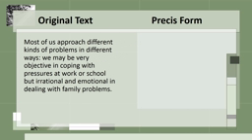Okay, now let's have an example. Original text: Most of us approach different kinds of problems in different ways. We may be very objective in coping with pressures at work or school, but irrational and emotional in dealing with family problems. So you read that carefully, and this text is quite easy. Underline essential points. Okay, you see there, approach problems different ways, and you have work, school, emotional, family. So those are your keywords.